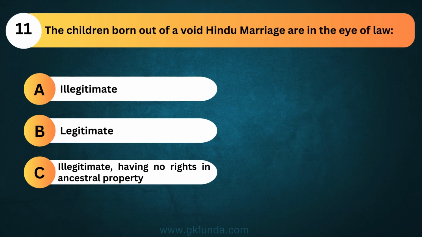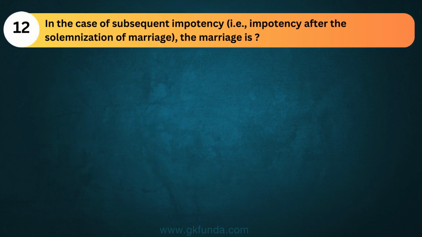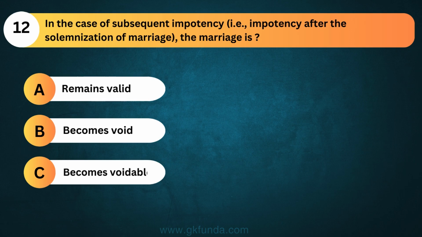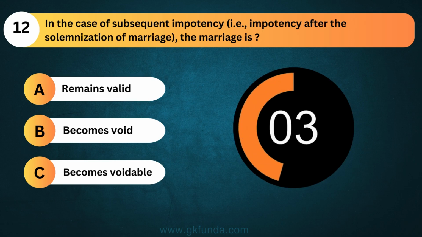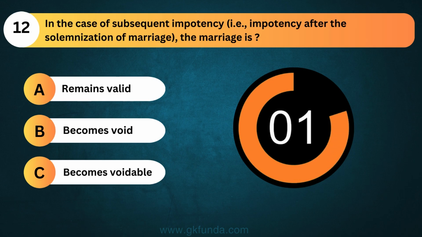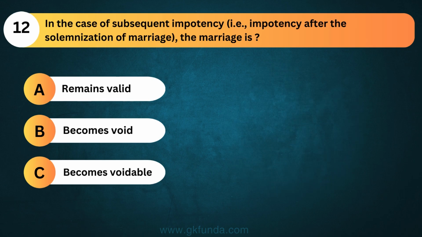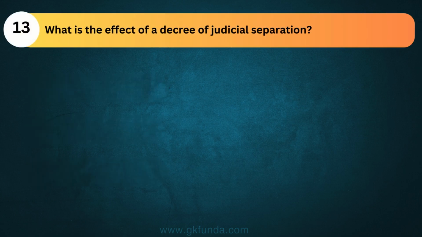The answer is option B, legitimate. In the case of subsequent impotency, that is, impotency after the solemnization of marriage, the marriage is... The answer is option C, becomes voidable. What is the effect of a decree of judicial separation?